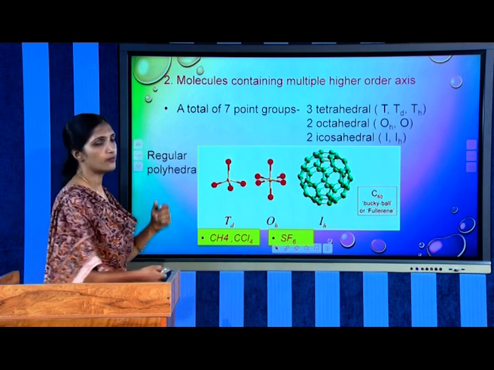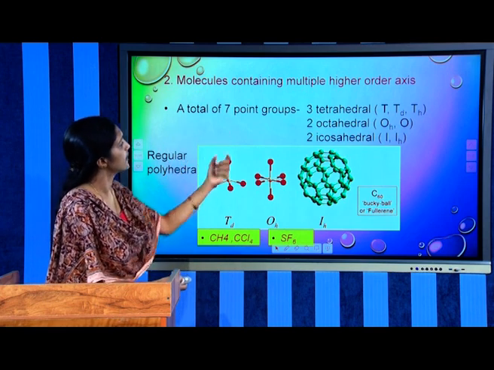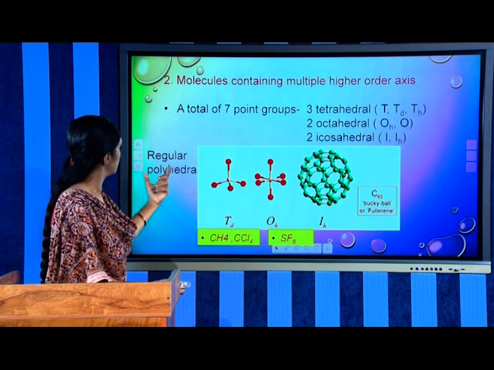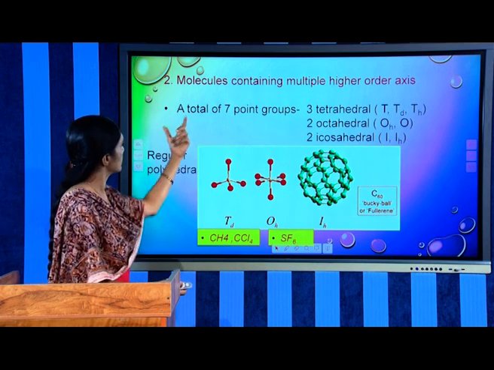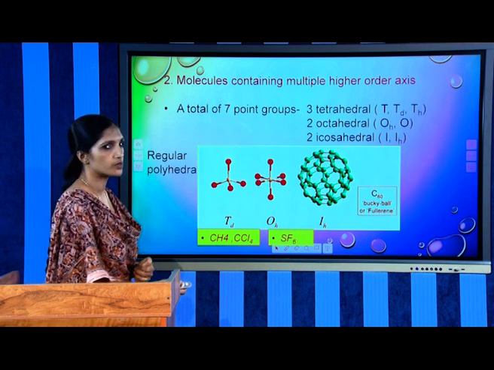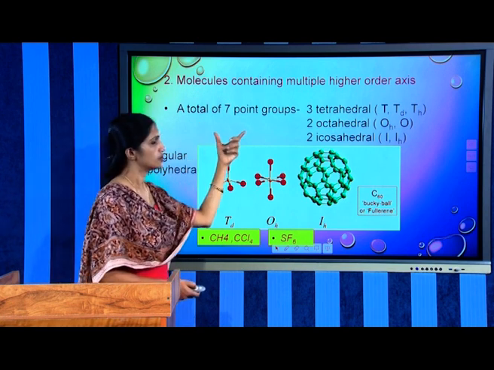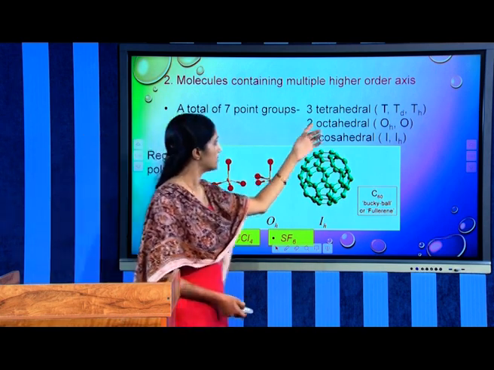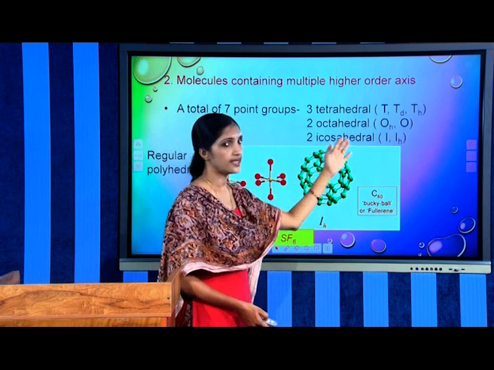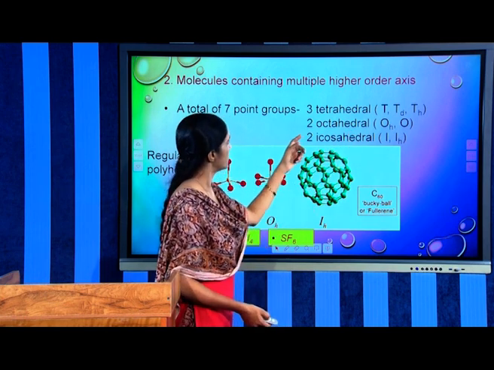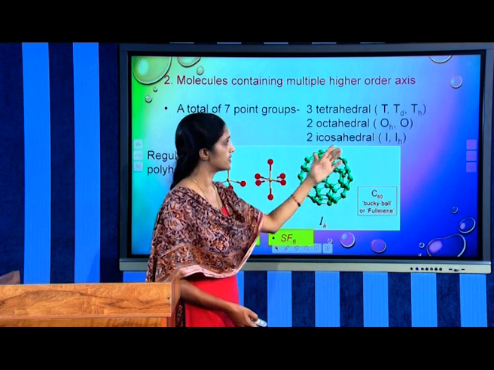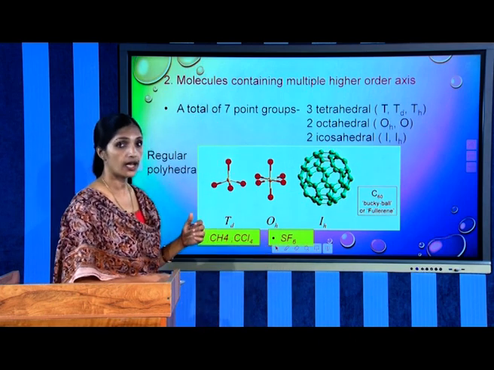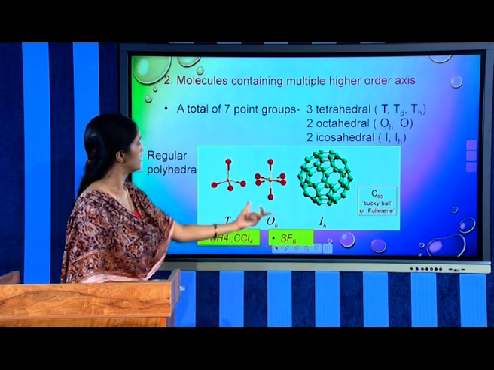Now, the second type of molecules are molecules containing multiple higher order axes. Actually, molecules like regular polyhedra show these point groups, and there are in total 7 point groups available under this category. They are 3 tetrahedral, like T, Td and Th, and 2 octahedral, that is Oh and O, and 2 icosahedral, I and Ih. So, these are depicted here.